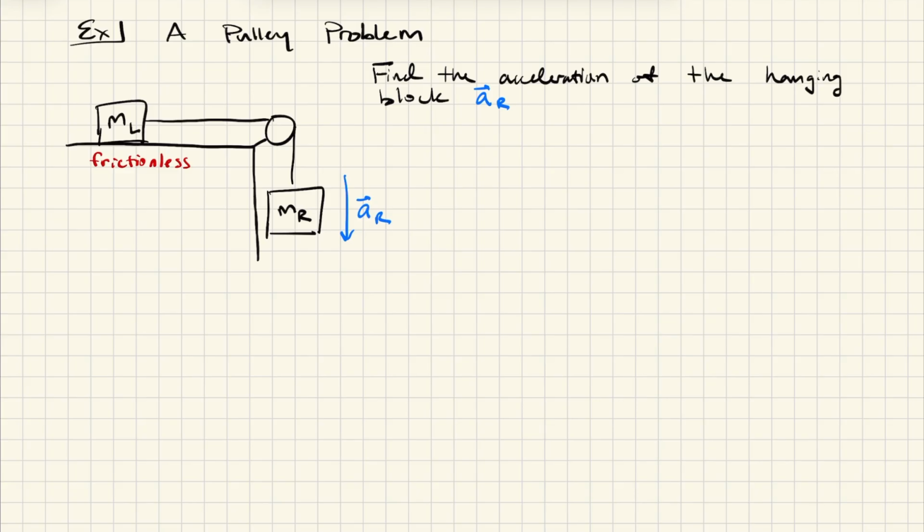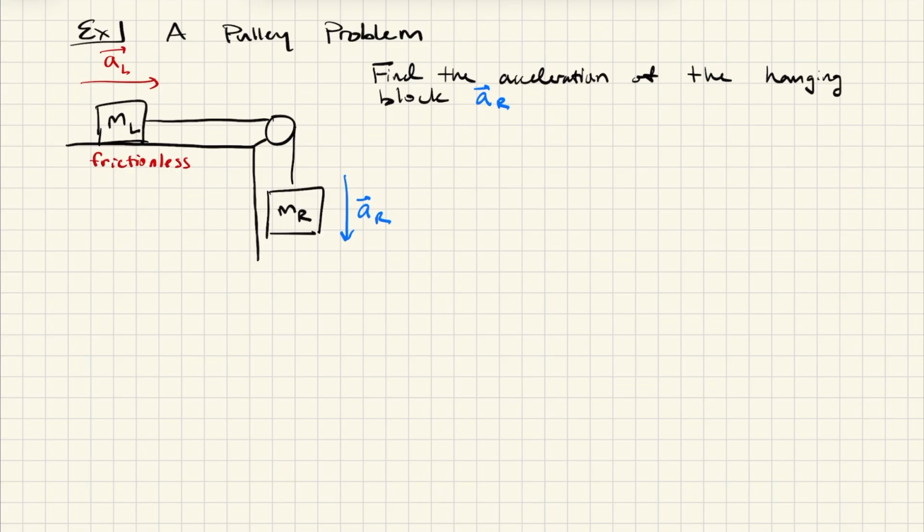One of the blocks, on the left-hand side, is sitting on a frictionless table. And so what's going to happen is as the block on the right-hand side falls, the left block is going to accelerate with some particular acceleration value. The right-hand side block is just hanging there, so we have a gravitational force pulling on it, and that's the thing that's going to cause the system to move. Our goal is finding the acceleration of the hanging block, the blue acceleration AR.